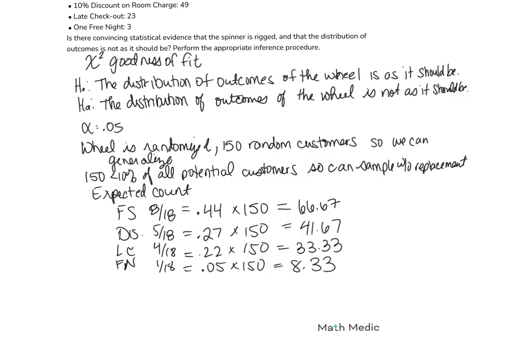8.33. Okay. So I have my expected counts. They are all greater than 5, so we can use a chi-squared model. Okay, so all our conditions are met. We can use a chi-squared model.